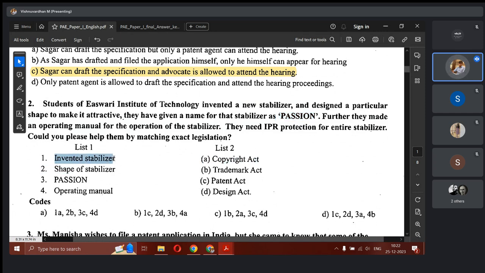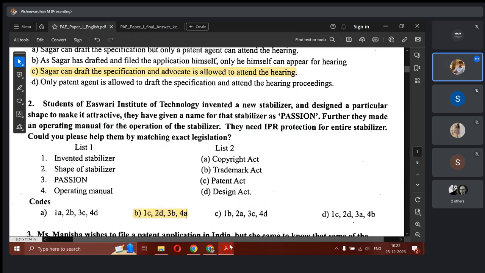So let's see now. The invented stabilizer will go under the Patents Act. So 1 will be C. Shape of the stabilizer will go under the Design Act. So 2 will be D. So 1C, 2D. Passion will go under trademark. So 3B. And then 4, operating manual, will be A, copyright. So it will be 1C, 2D, 3B, and 4A. So the answer has to be B.